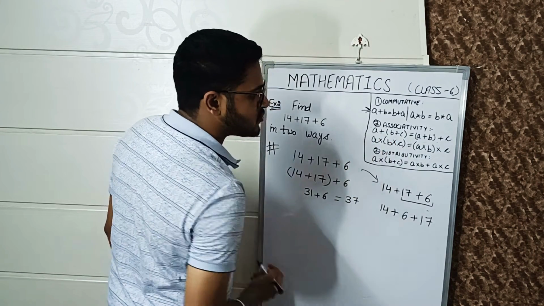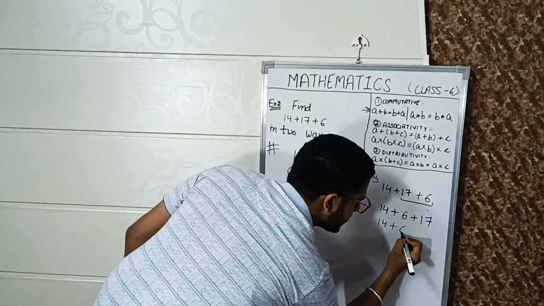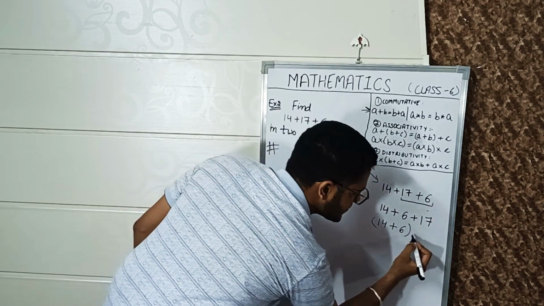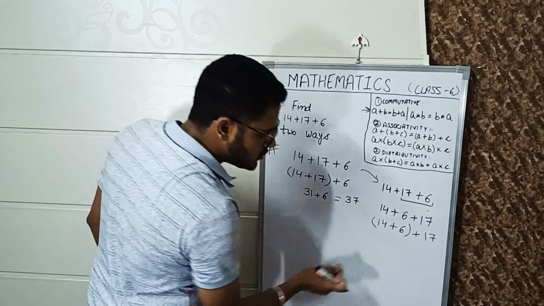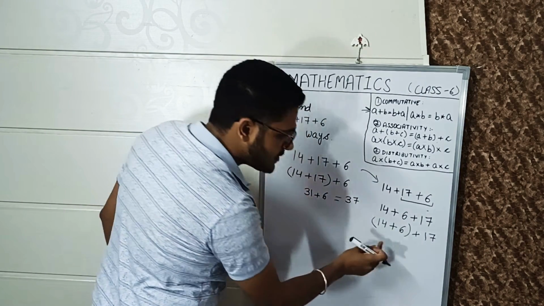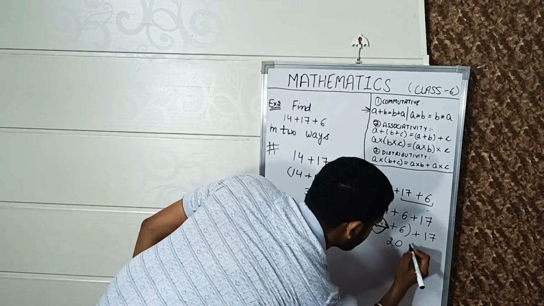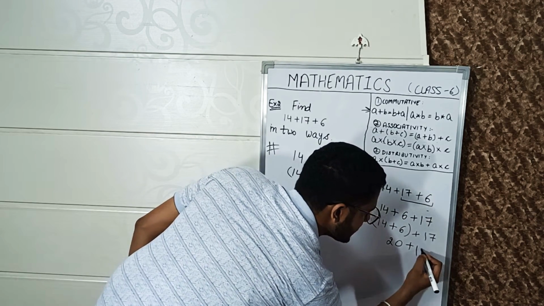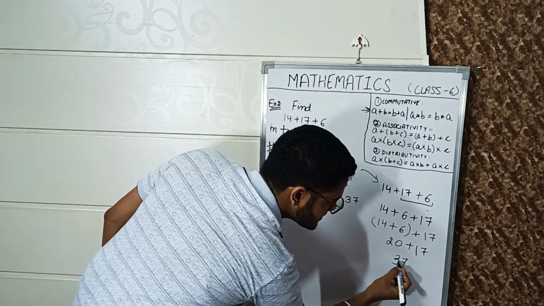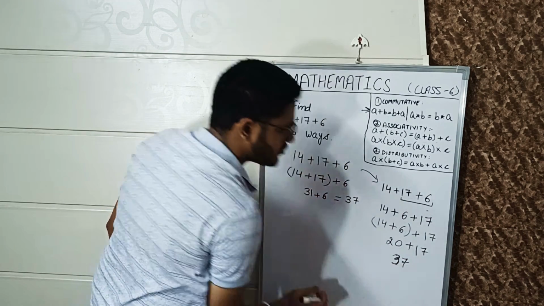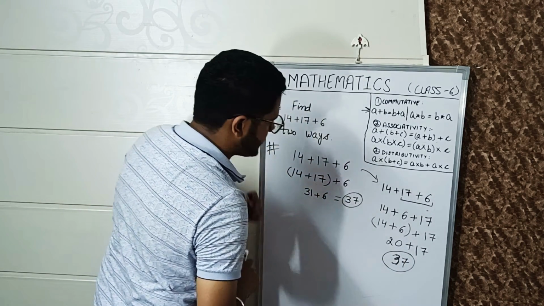Now let's use associativity. 14 plus 6, let's associate these values, plus 17. Now what we'll do, we'll solve this bracket, right? 14 plus 6, 20. 20 plus 17, 37. So in both these ways we got the same result, right?